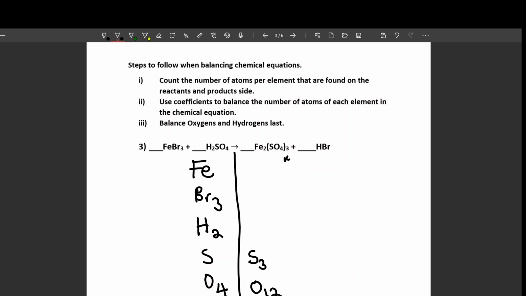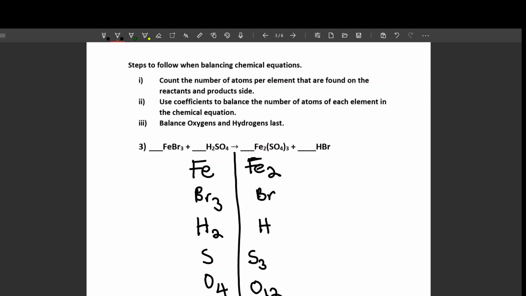Then what else do I have? Now I can go on and balance everything else. We're not balanced yet, but let me write down how much I have. I have 2 irons, 1 bromine, and 1 hydrogen. Okay, that's good.